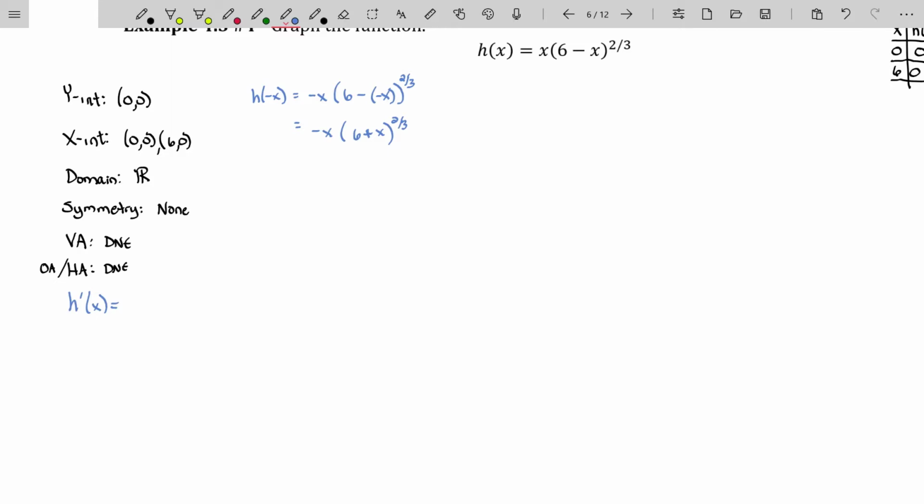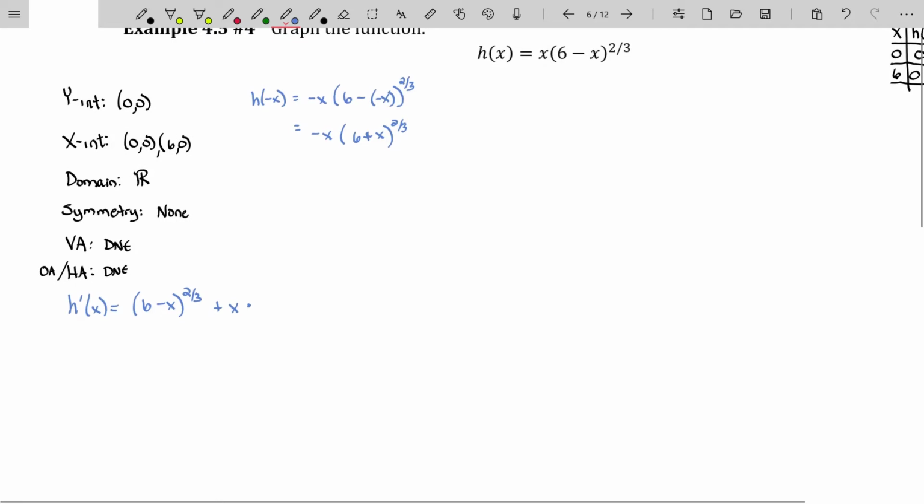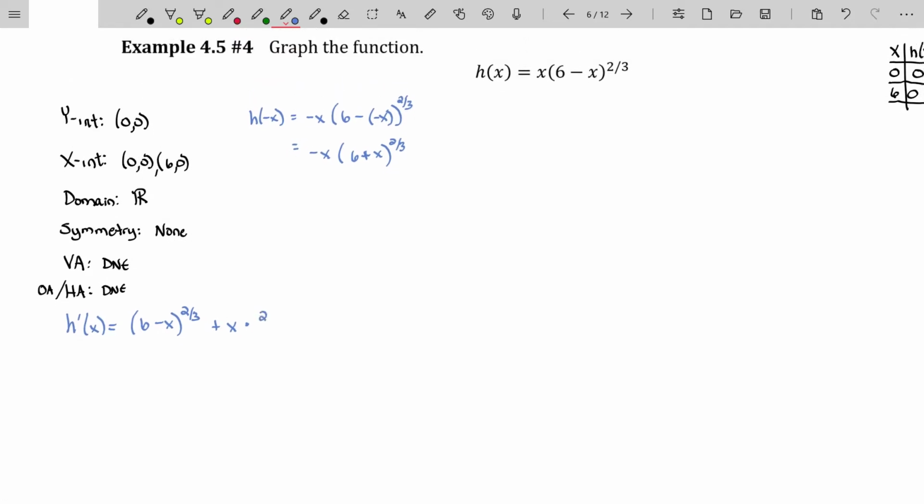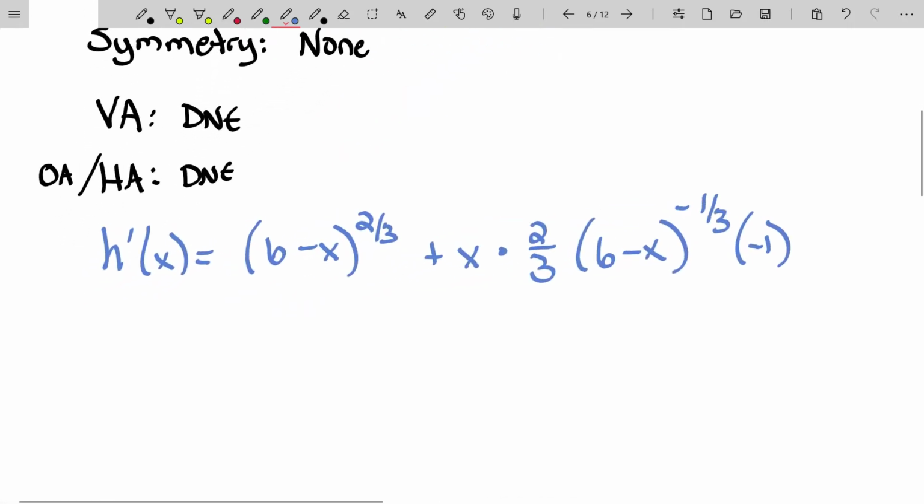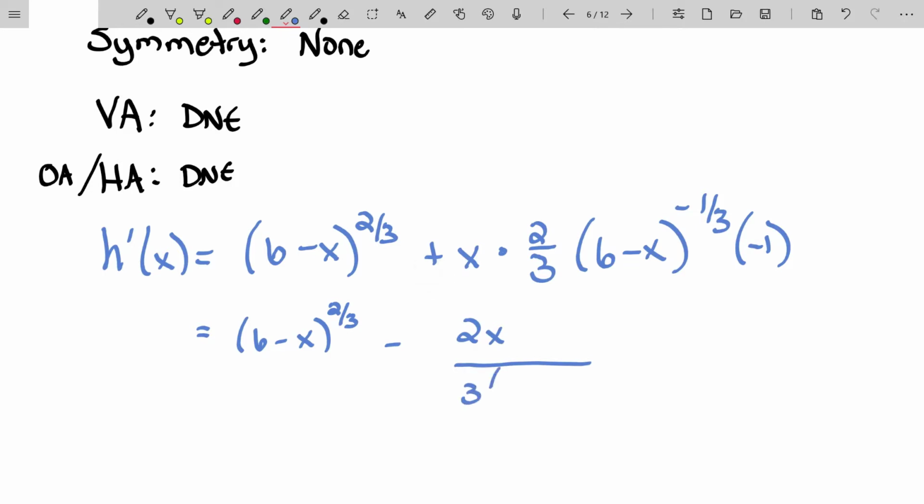Not our favorite, but such is life. So the derivative of the first is 1 times (6 minus x) to the 2/3 power, plus x times the derivative of (6 minus x) to the 2/3, which is 2/3 times (6 minus x) to the negative 1/3 times a negative 1 by the chain rule. Cleaning this up, you get (6 minus x) to the 2/3 minus 2x over 3 times (6 minus x) to the positive 1/3.